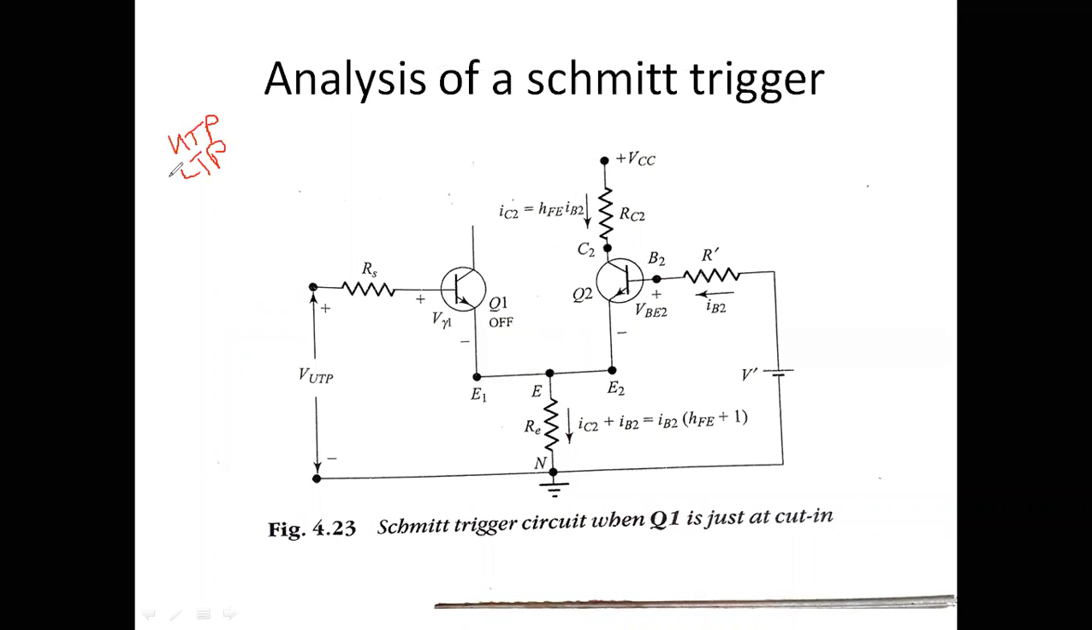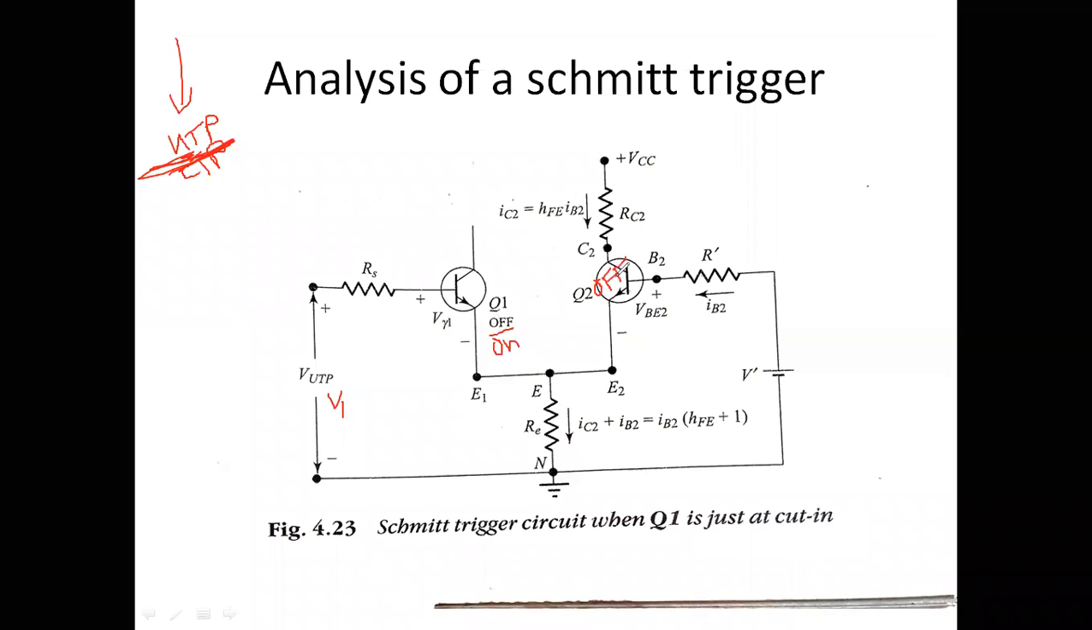First we will start with the derivation for UTP, the upper triggering voltage. Upper triggering voltage means the input voltage. We apply some input voltage, let it be V1, and at the UTP, Q1 moves to the on state. Up to the UTP, Q1 is in the off state, and then it goes to the on state.